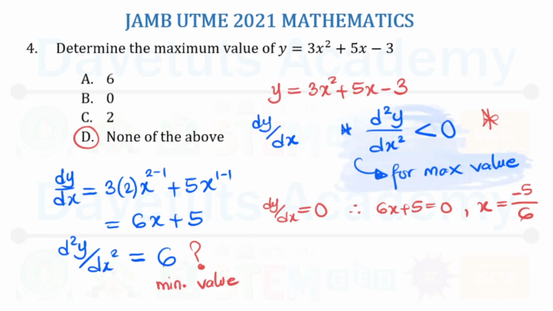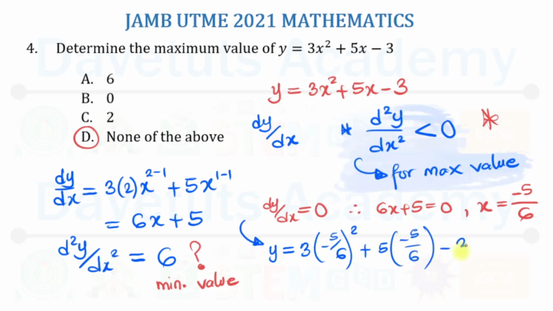So if you want to plug that in, in the original equation here, whatever you see x, you are going to put minus 5 over 6. So we have y will be 3 multiplied by minus 5 over 6 raised to power 2 plus 5 multiplied by minus 5 over 6 minus 3. Okay, so this will be 3 times minus 5 over 6 raised to power 2, which is 25 over 36. Then here we have minus 25 over 6. Here we have minus 3 over 1.